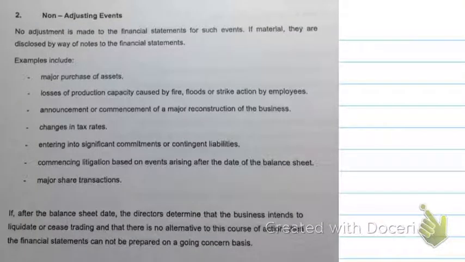So what are non-adjusting events? Non-adjusting events are the events which, if they are material, are disclosed by way of notes to the financial statements. So the rule is you cannot hide any event, right? If it's an adjusting event, you have to adjust it in the financial statements. If it's a non-adjusting event, you have to show it by way of notes. You have to make notes to the financial statements about it.